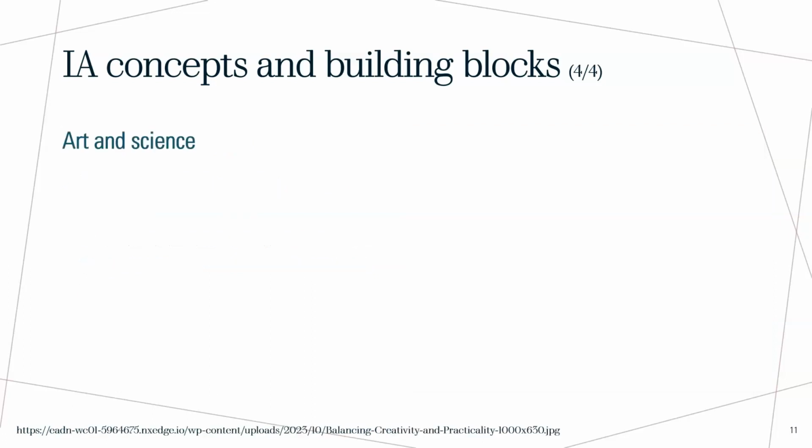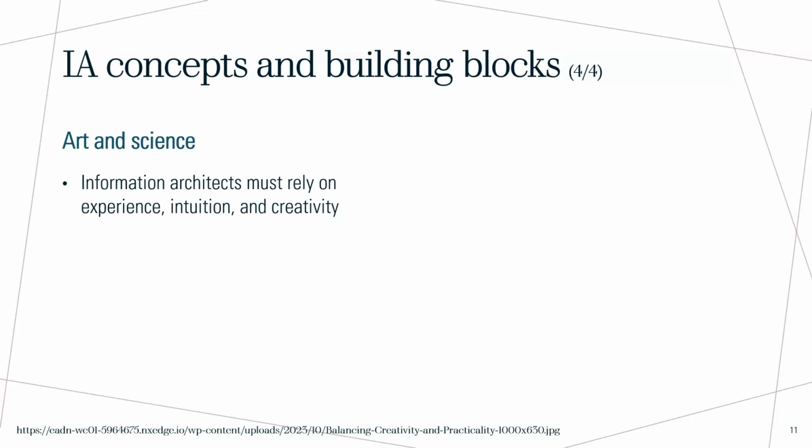Another fundamental concept is that information architecture is not only an art, but it is a science. Information architects need to be creative people. They have to rely on their experience. They have to rely on their intuition. They have to have some sort of brainstorms every now and then. What if I did this? Oh, that would be cool. Let's do that. If you don't have that, then odds are it's just going to be bland and dull and you won't get anywhere.